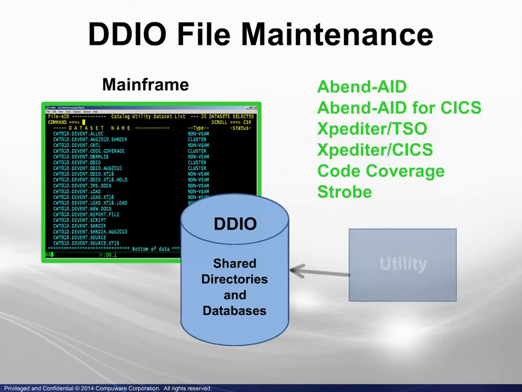A utility program is normally used to access DDIO files. The following examples will show how the Host Explorer may be used instead.